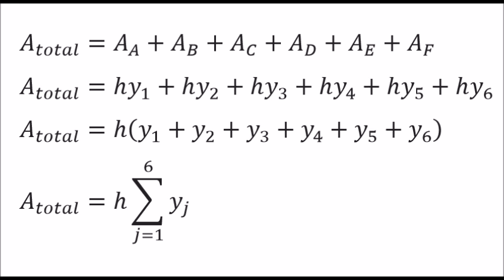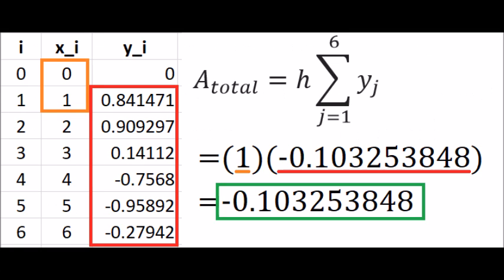H is sometimes called the mesh size. It's just the spacing between neighboring x values. This is what that calculation looks like from a data table. We add every number in the red box and multiply by 1, our mesh size. The final answer is boxed in green. That number is our estimate for total area using 6 panels.